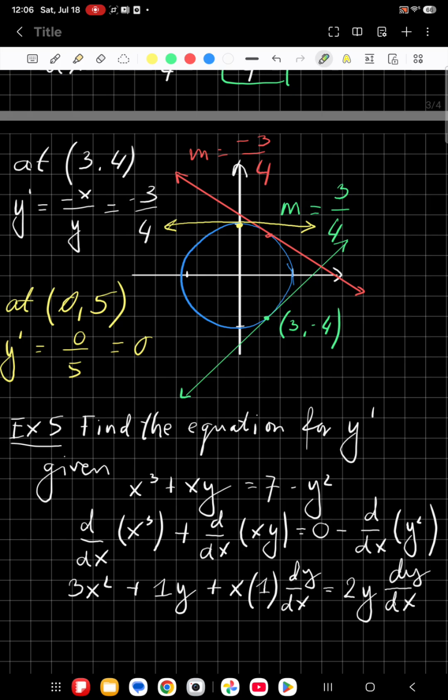Okay, so let me rewrite it. Maybe I'll use y prime for the dy/dx, just to make the notation a little easier. So 3x squared, now we have plus y plus x y prime equals 2y y prime.